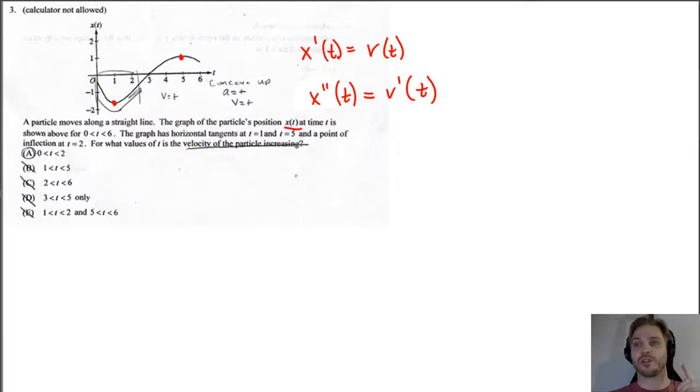So if our velocity is increasing, we can tell that because that would mean this is positive. So the second derivative of the position function is positive. So where is it concave up? It's concave up from 0 to, it looks like, somewhere in between, I would say 3. I would say 3 is where it changes.